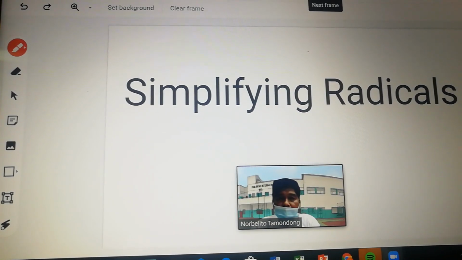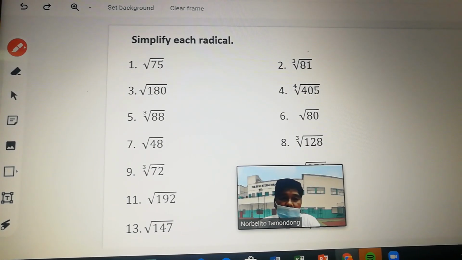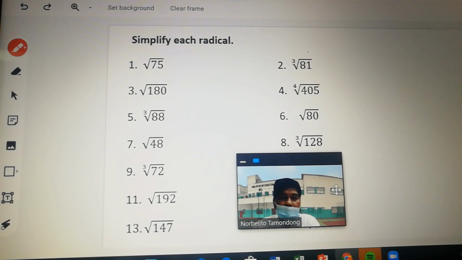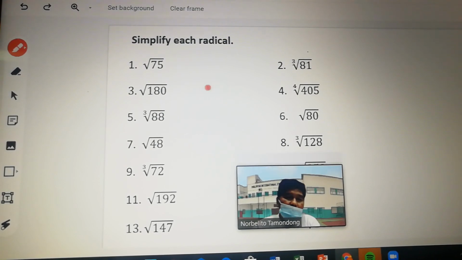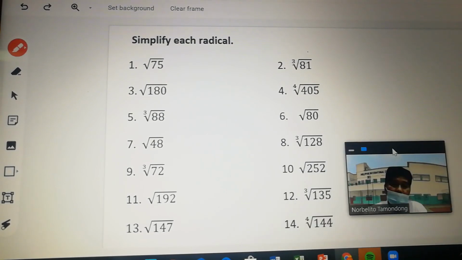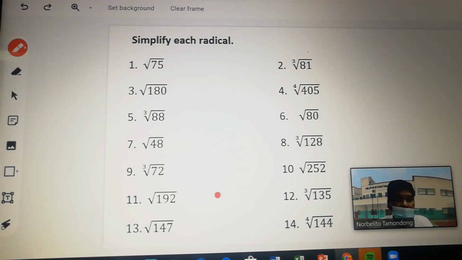Okay, so simplifying radicals. So simplify each radical. So ilang items tong nandito na prepare ko, but we will just answer maybe around 8 items. Yung iba dyan for your practice.